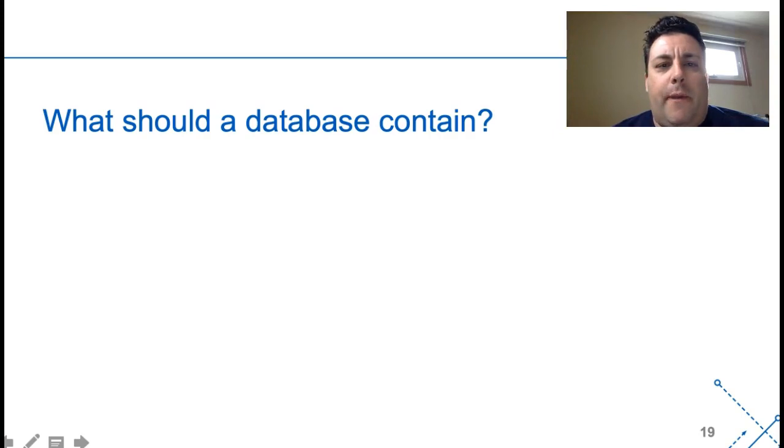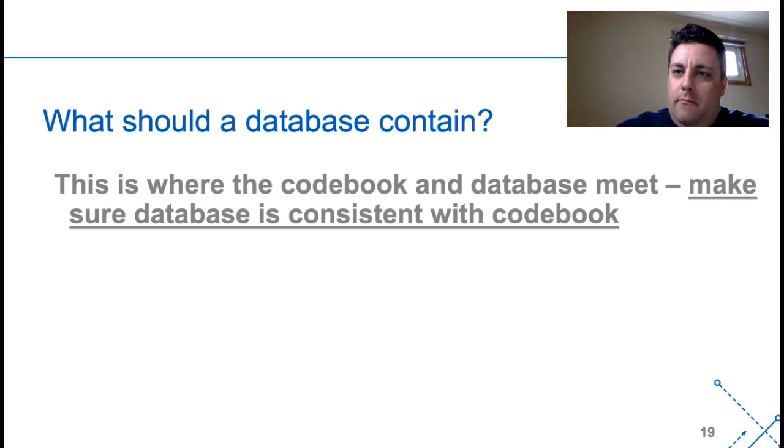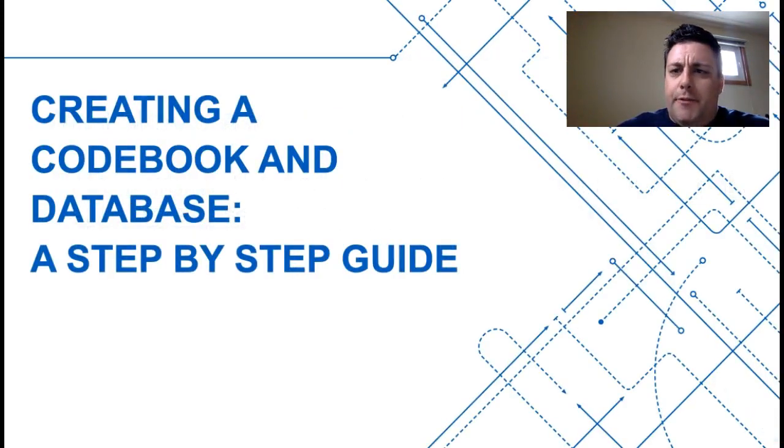So what should a database contain? A database is where the codebook and the data meet, right? We talked about what a codebook should contain before. The codebook is the roadmap. It's the key, it's the legend, it's the way to understand all of the stuff that's in the database. So this is where these two ideas merge.